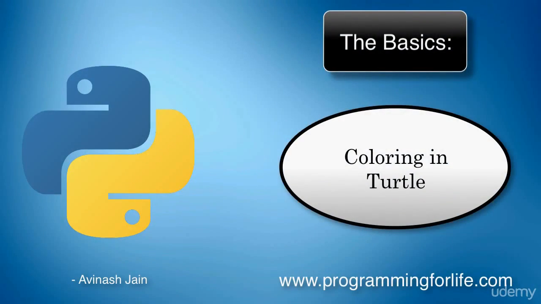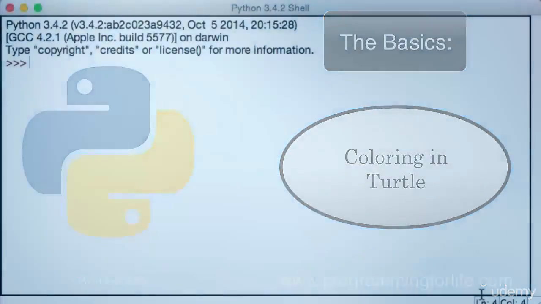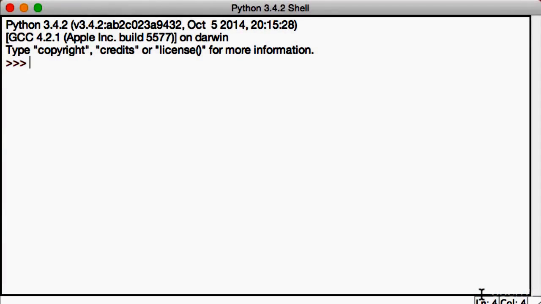Alright, so we're now going to talk about coloring of our objects, okay? So the whole concept of color begins with the t.color function, and then we'll move on to the begin fill and end fill. So the way this is going to work is, let's go ahead and import turtle. Let's go ahead and get our module there.